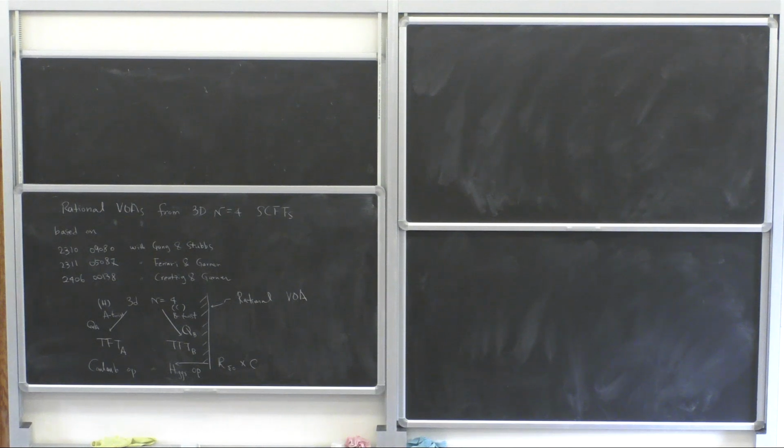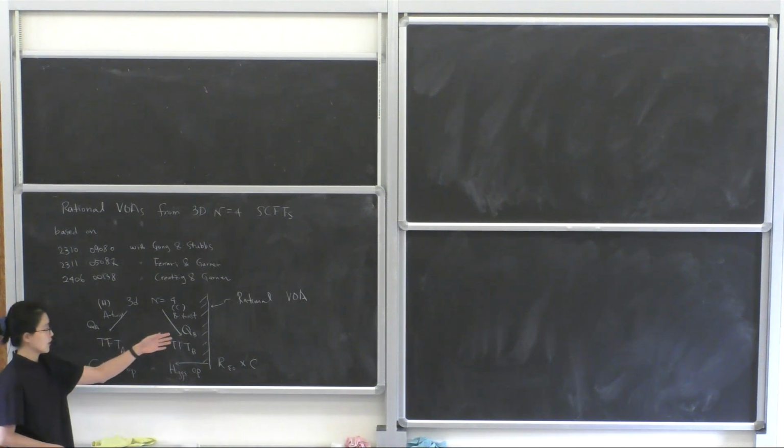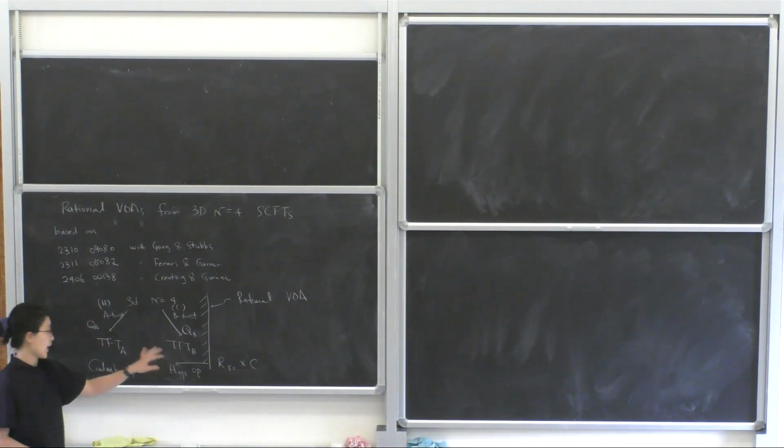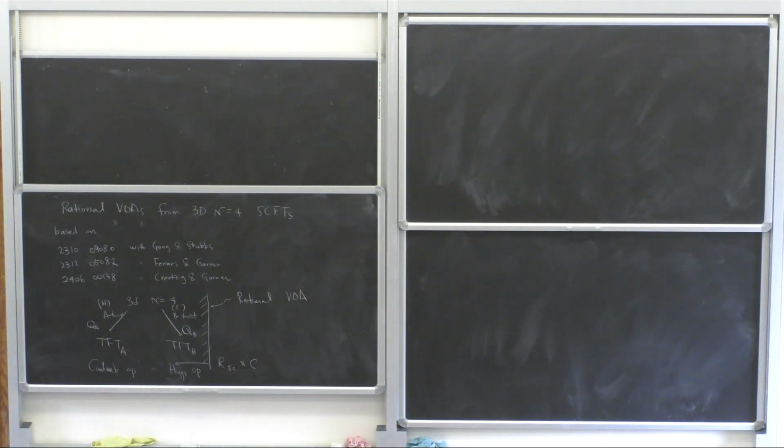How do we answer this question? In general, if you pick some random 3D n equals 4 theory, generically, the VOA that you obtain on the boundary is non-rational, and in fact, in general, it is a logarithmic vertex operator algebra. And the main reason that you obtain some non-rational VOA on the boundary is mainly due to the existence of the local operators of this TFT-A and TFT-B.